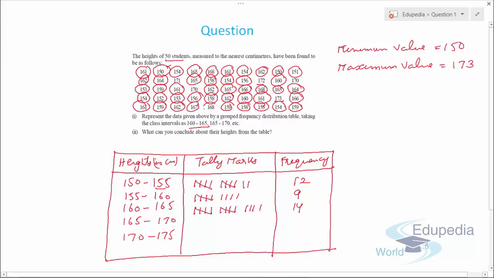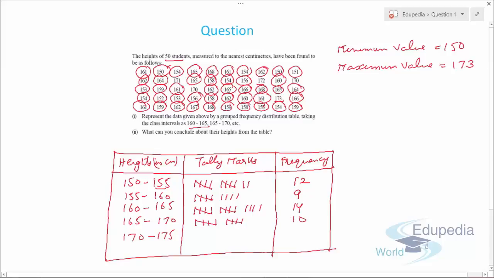9, and 10. So we have 10 values, right? So between 165 to 170, we have 10 values. So 1, 2, 3, 4, 5. 1, 2, 3, 4, 5. So it is 10 values.